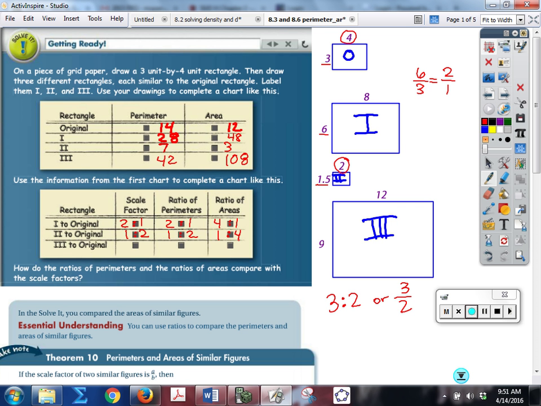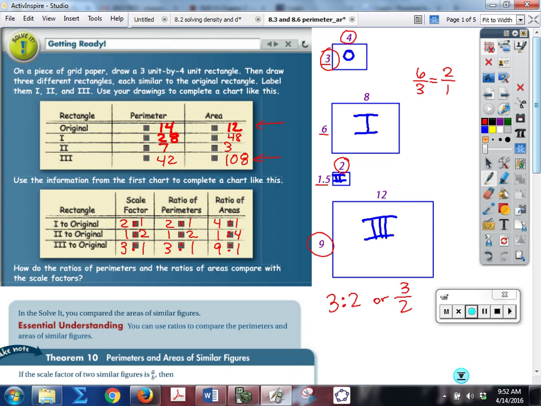Okay, this one. Scale factor. When you look at 9 to 3. And just make sure we do the right way first. It's saying the third one to the original, so we got to do 9 first. So 9 to 3. 3 to 1. Perimeter. 3 to 1. Area, what about 108 and 12? What does that simplify to? 9 to 1. And these ones happen to be all to 1 just because they were doubled or tripled.